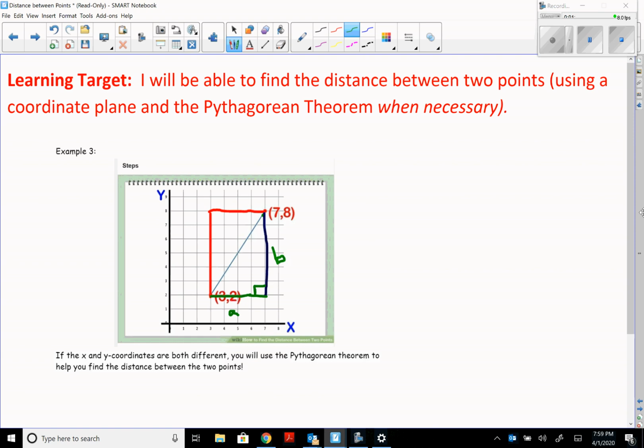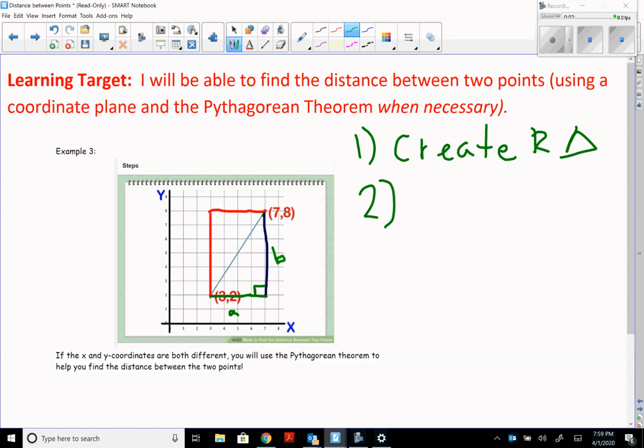Let me just write this down just to review. Step 1 was to create a right triangle. I'm just going to abbreviate here. Okay, step 2 is we're going to find the horizontal distance. We're going to find the length of this leg.